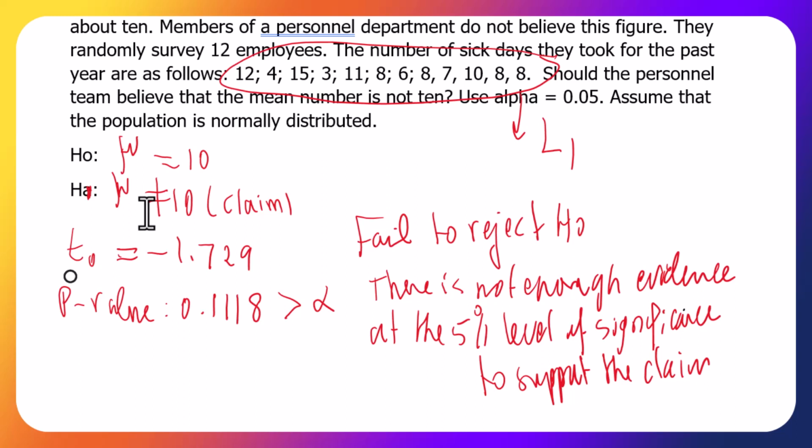Now I'm going to show you an example, guys. I'm not going to do it, but I'm going to show you an example where you use z-test, not the t-test. Most of the time it's going to be the t-test, but let me show you an example where it turns out to be a z-test.